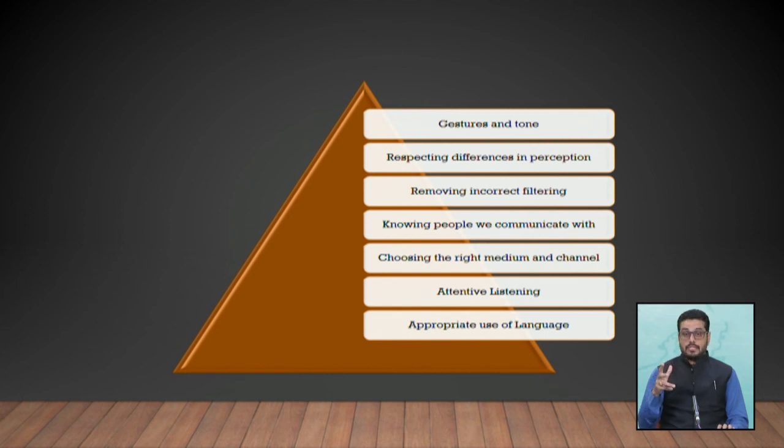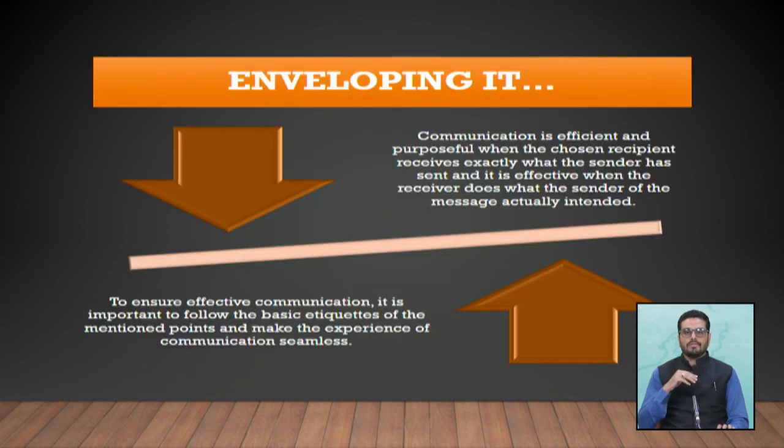Then your gesture and tone should be proper and in line with the topic. Respecting differences in perception. Once you start respecting others and their perception, communication becomes wonderfully managed. Then, removing incorrect filtering, knowing the people we communicate with. That is why orientation is important. Choosing the right medium and channel. Attentive listening, this most of the time is lacking. And appropriate use of language. Never use language out of context.